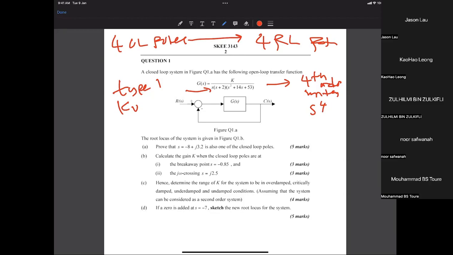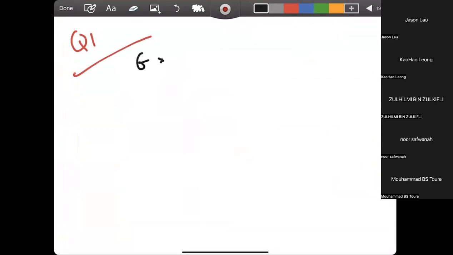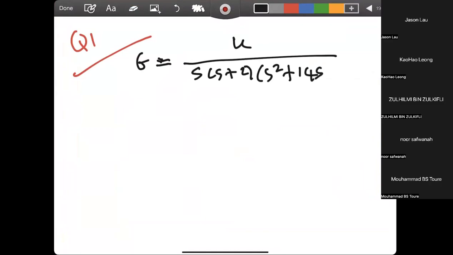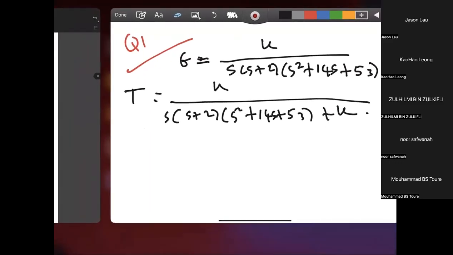How are we going to prove this one, s equal to -8 plus j3.2? So how are we going to check whether that point is a root locus point? So we use what tools?